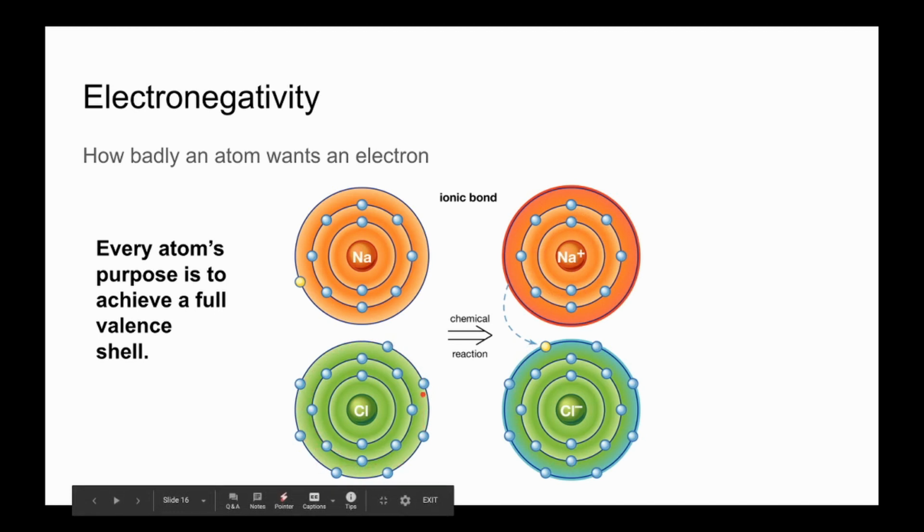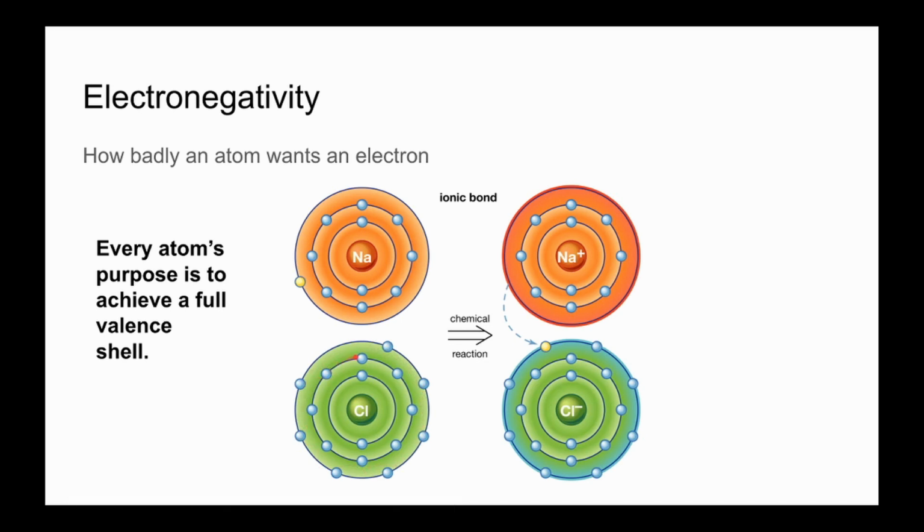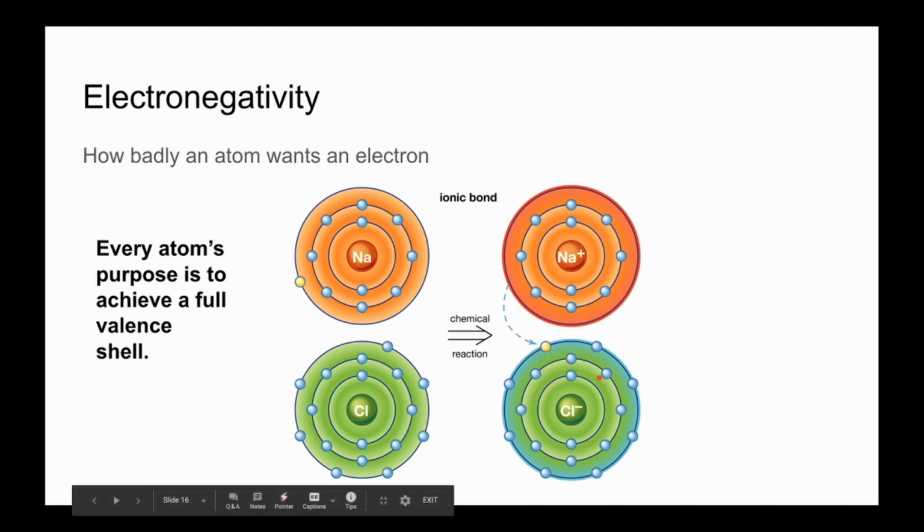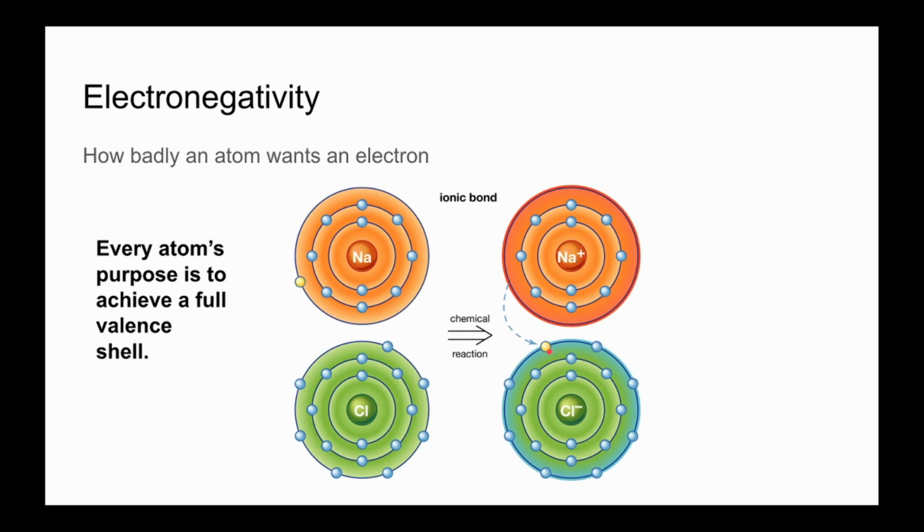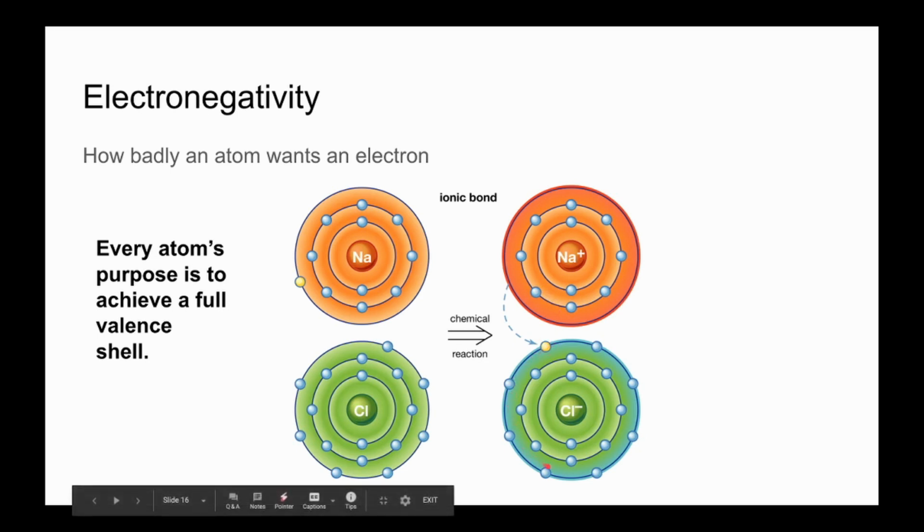And that's the reason why chlorine also wants to gain an electron. The most efficient way for it to reach its full valence shell is by gaining an electron. So here, sodium and chlorine are very helpful for each other. They're helping each other achieve each other's purpose so easily. All the sodium has to do is give its electron to the chlorine, and then they can both achieve their purpose in life.